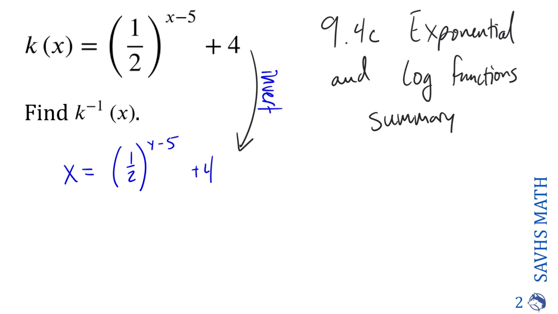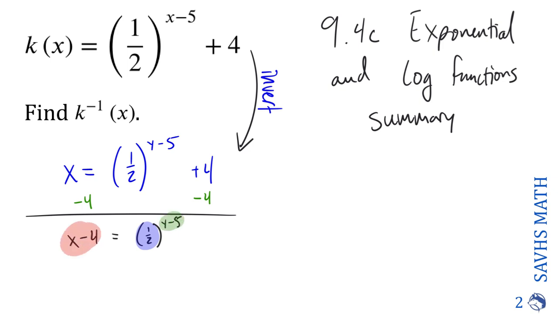So we're going to subtract 4, and we'll get x minus 4 equals 1/2 to the y minus 5. Now I'm going to identify that I have one of those exponential equations where I can do the color coding and remember our formula.